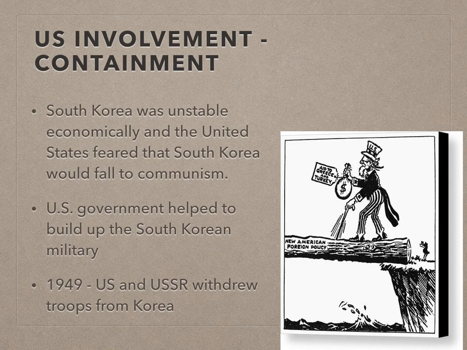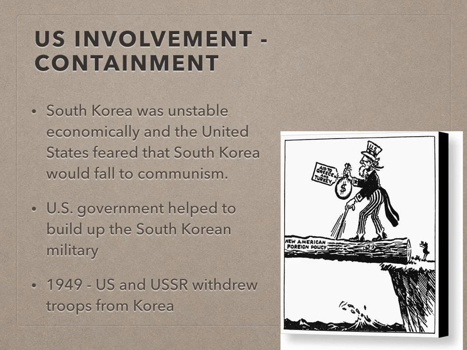South Korea was unstable economically when it was trying to get itself back on its feet after Japanese imperial rule, and the United States feared that South Korea would fall to communism, so they gave them economic aid. They also helped to build up the South Korean military, which is part of the Truman Doctrine, to give military funding and aid.